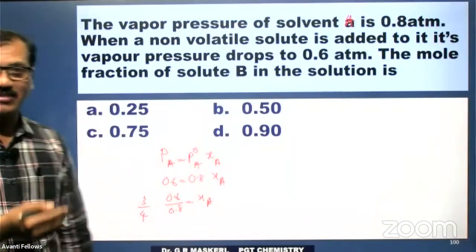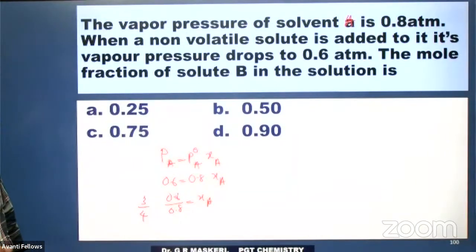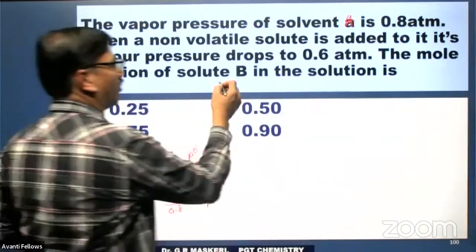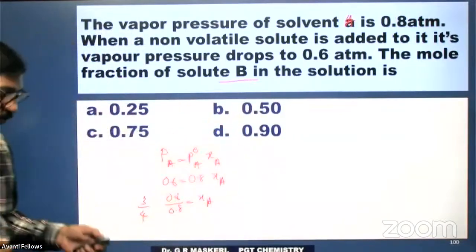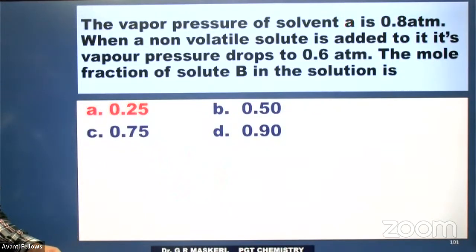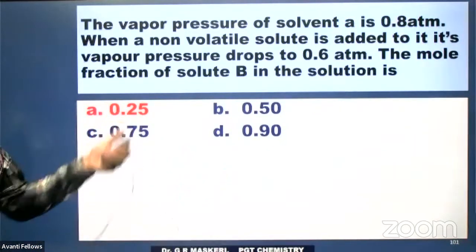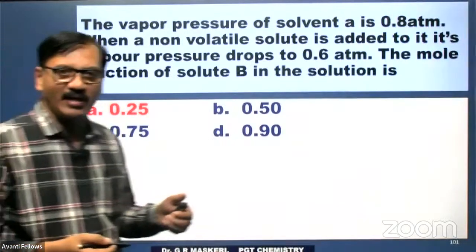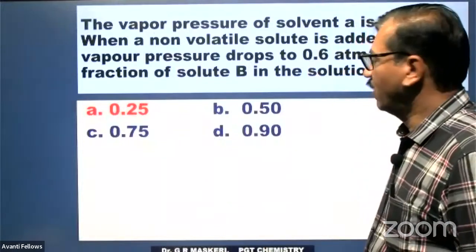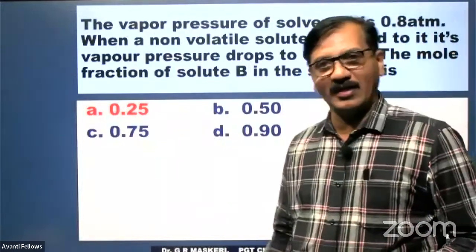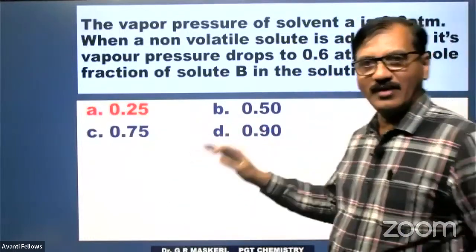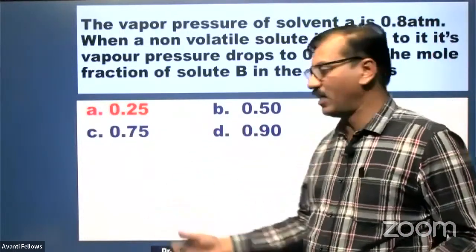Therefore, XB, it is asked XB, right? XA is 0.75, but what is asked? The mole fraction of B. Therefore, if XA is 0.75, the mole fraction of B should be 0.25. So this is how it is to be done. Relative lowering of vapor pressure is directly equal to XB, but here we have used Raoult's law. We got XA, and from that we have to find XB.